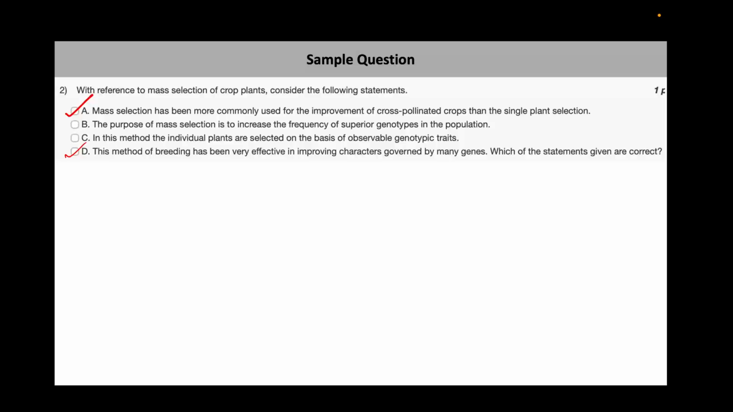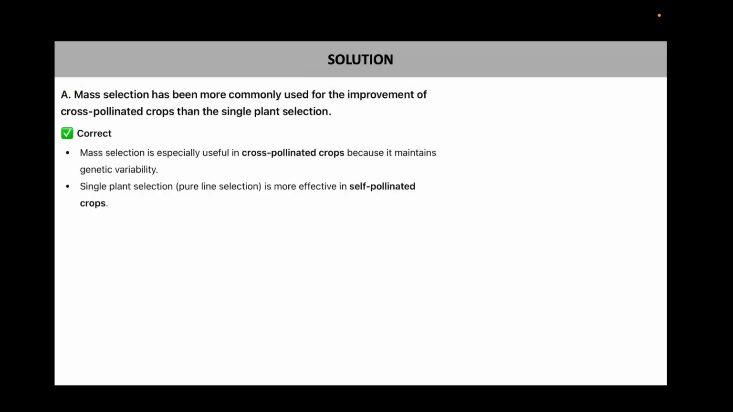Okay, so let's discuss this answer. In the previous question we discussed a lot about mass selection. So let's understand all the statements and see if they are correct or wrong. The first statement was that mass selection has been more commonly used for the improvement of cross-pollinated crops than single plant selection. Yes, the statement is correct, because we discussed in the last point that mass selection is very useful for cross-pollinated crops, especially because it maintains the genetic variability.